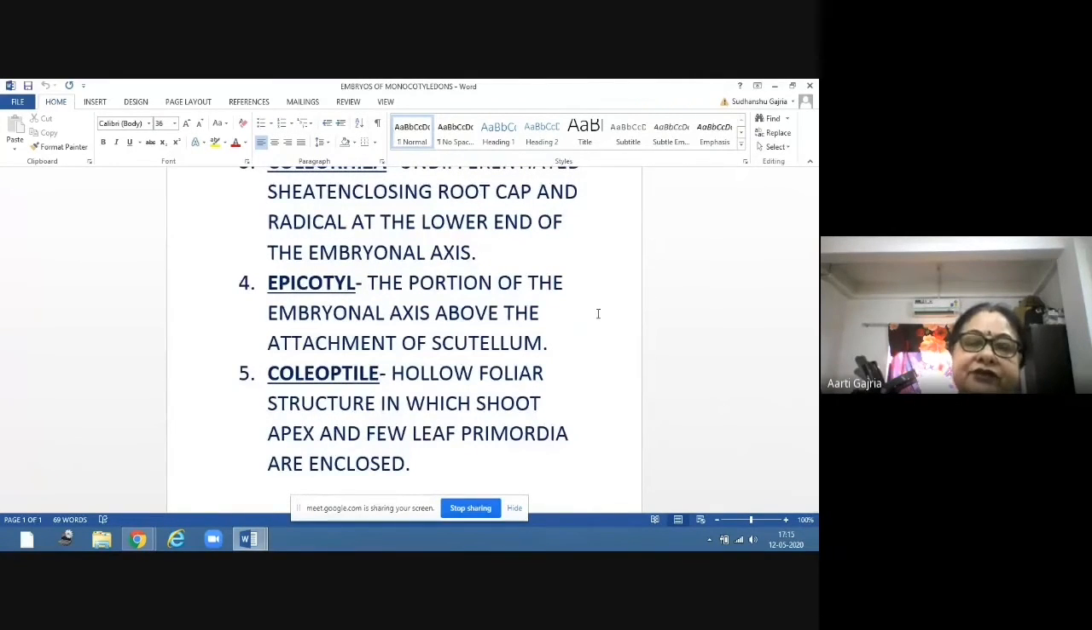Then another structure which is present in monocot embryo is coleoptile. Now coleoptile is a hollow structure which is called foliar structure. Why foliar structure? Because it is enclosing leaf primordia. What is leaf primordia? The structure which is going to be the future leaf, that structure is called leaf primordia.